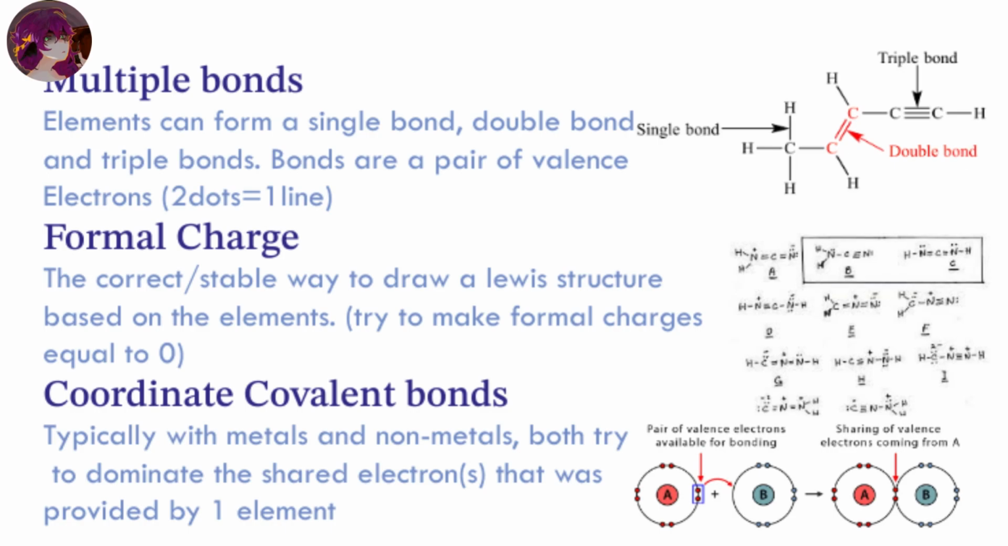Then we have multiple bonds. This just explains how bonds look when you draw them. They can form single, double, or triple. Bonds are a pair of valence electrons, so 2 dots or 2 electrons would be 1 line. Here we have a single bond with hydrogen and carbon, 2 carbons forming a double bond, and also 2 carbons forming a triple bond. The formal charge is the correct or stable way to draw a Lewis structure based on its elements. So you try to make the formal charges equal to 0.